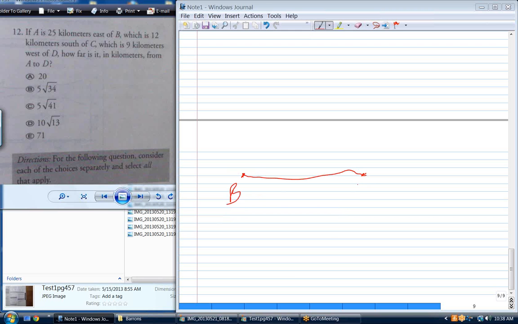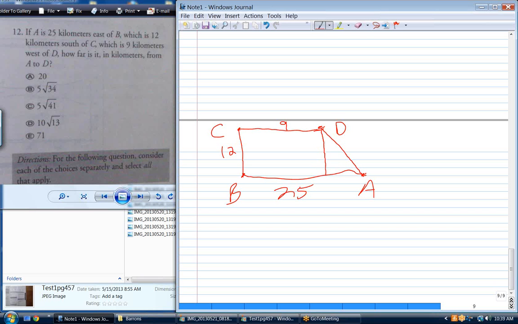So here's B, here's A, and B is 12 south of C. So here's C, and this unit is 12, which is 9 kilometers west of D. Well, D has to be somewhere there, since C is west of D, and this dimension is 9. This is 25. So now we basically have a trapezoid whose most of the dimensions we know. How do we solve for DA? Okay, from A to D.